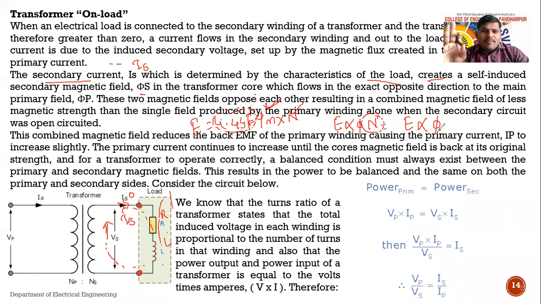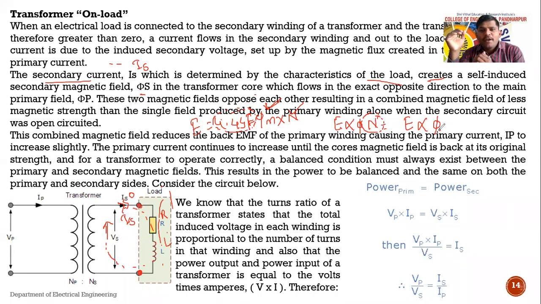But this produced flux is in the opposite direction to that of the main flux. So these two magnetic fields oppose each other, resulting in a combined magnetic field of less magnetic strength. So this flux is created in opposition to the main flux, and it will distort the value of the main flux, or decrease some of the main flux.